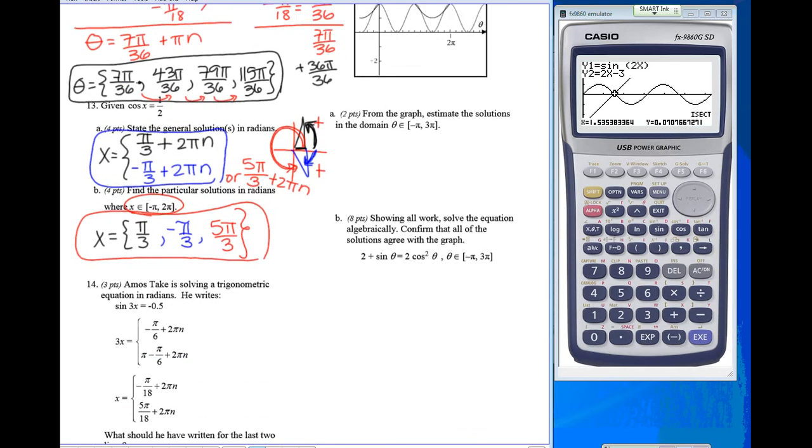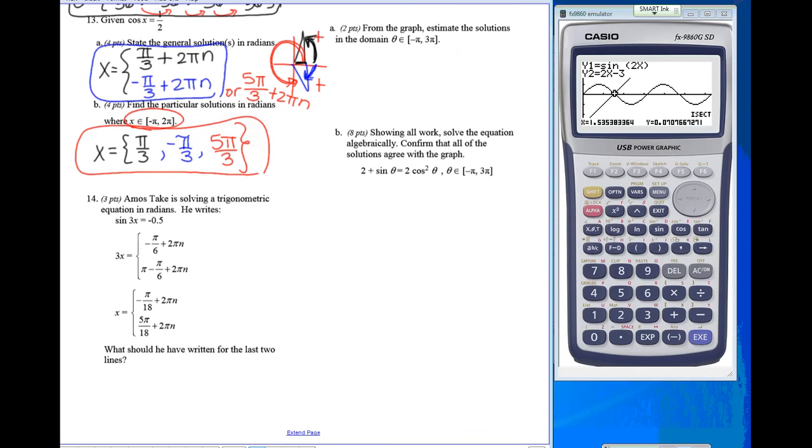All right, let's scroll down to number 14. Amos Stake is involved in solving a trigonometric equation in radians. He writes that the sine of 3x is equal to negative 0.5. So when he's solving, the first thing he's supposed to be doing would be the inverse sine of negative 1/2, and he gets those 2 answers. And then from that, he changes his 3x to an x, and he gets this second thing in parentheses down here. So what should he have written for the last 2 lines?